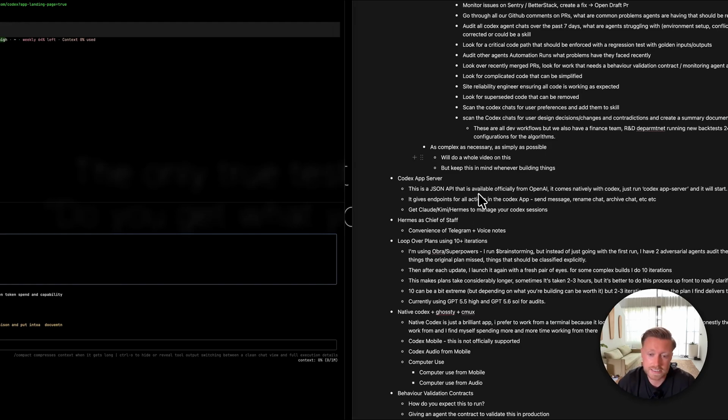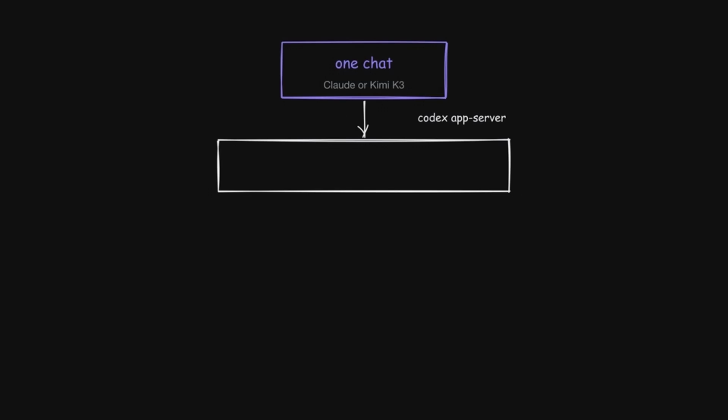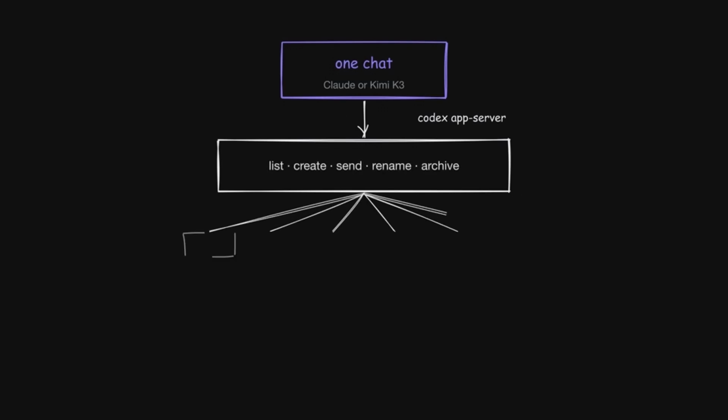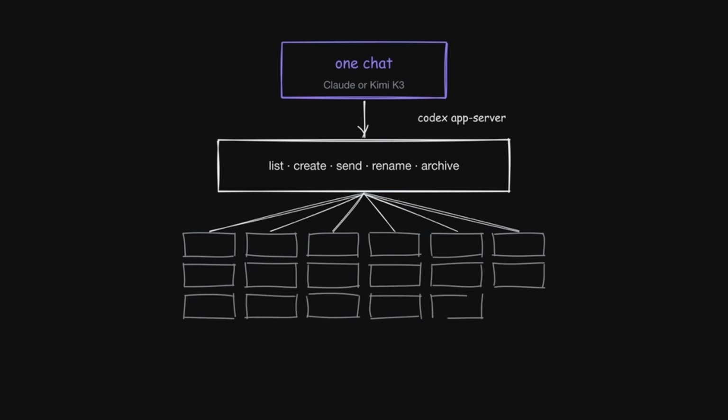Anyway, the next thing that I'm going to introduce you to, which is my favorite, or one of my favorite tools, is Codex App Server. Basically, it exposes an API. This is officially built by OpenAI. It's built into Codex. So you would just run the command Codex App Server, and it's going to start running that server. And it gives you endpoints to be able to do actions within Codex apps.